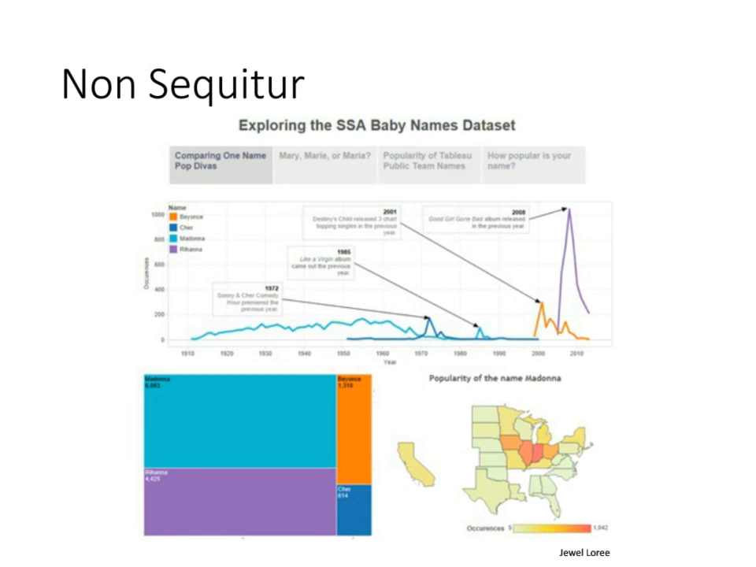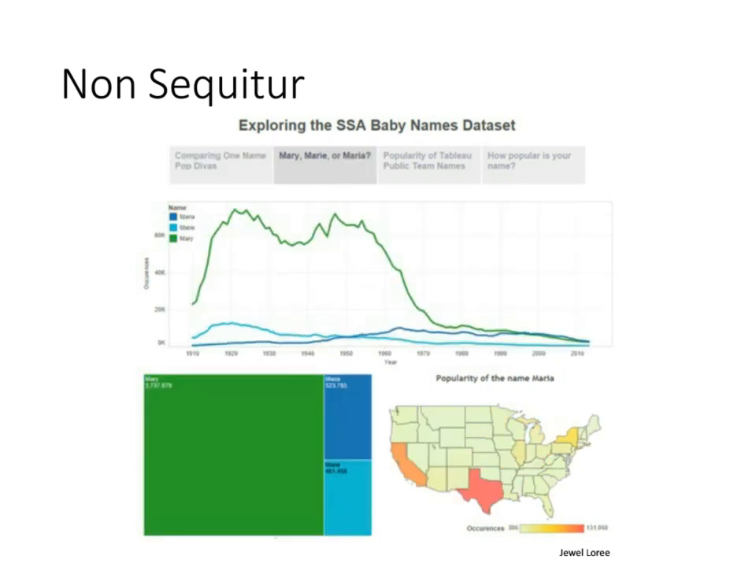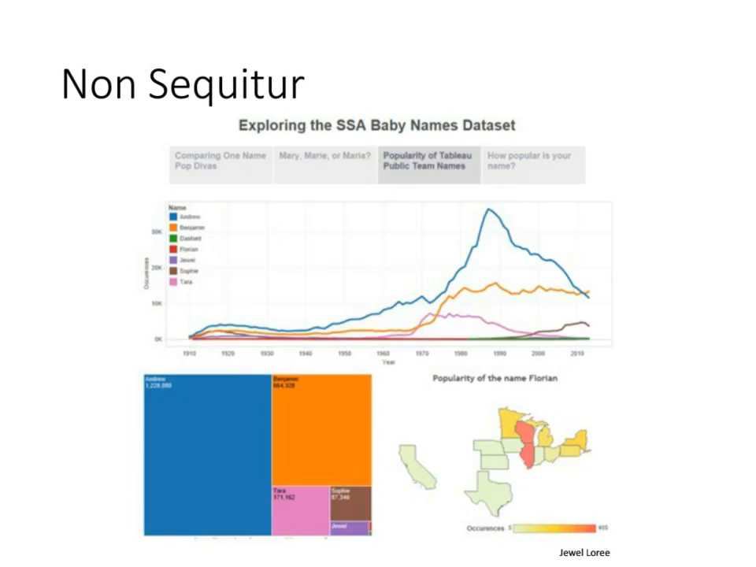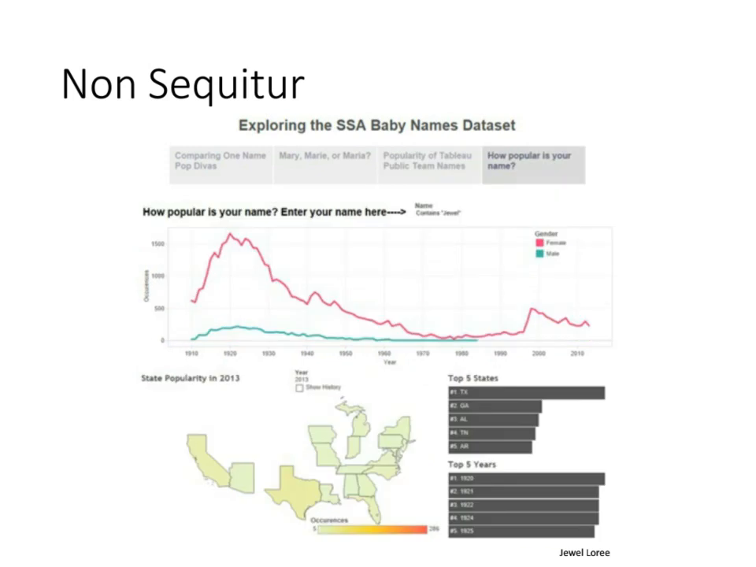So one is the names of pop divas. Then they looked at Mary, different variations of the name Mary. Then they picked their own names, the different people on the Tableau Public team and how common those are. And then I think the last step here is to be able to explore it yourself. But there's just no connection between them. It's all different things, and they're not really cohesive in any kind of way.